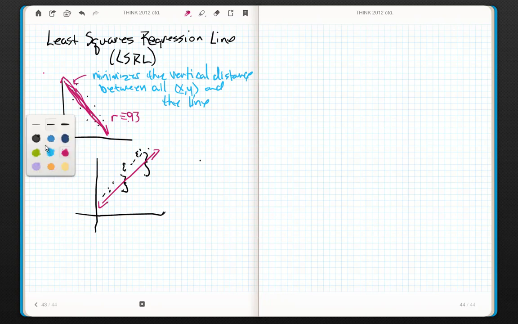Now again, just like before, you're doing all of this with your calculators in class. You're not going to have to come up with the formula all by yourself. That's a ginormous pain in the butt. But I do want to talk about what it looks like, okay?